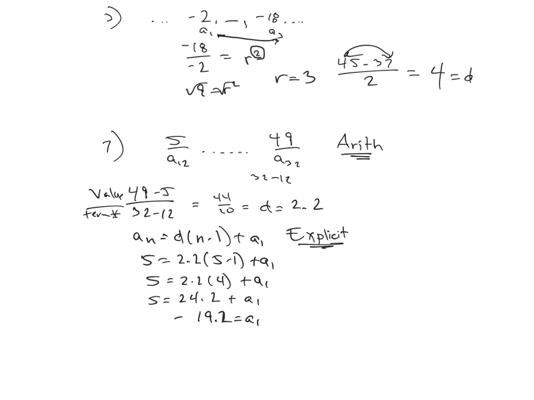So for recursive. Recursive means, hey, what's going on around it? What's happening before or after it? So you have two parts here. A sub 1 is equal to negative 19.2. All the other terms are based on taking the term before it and adding, because d is positive, 2.2.